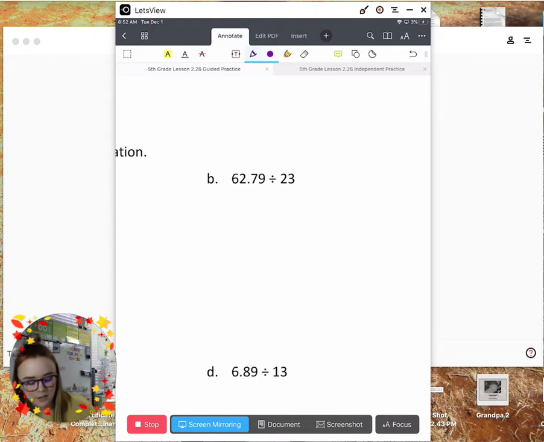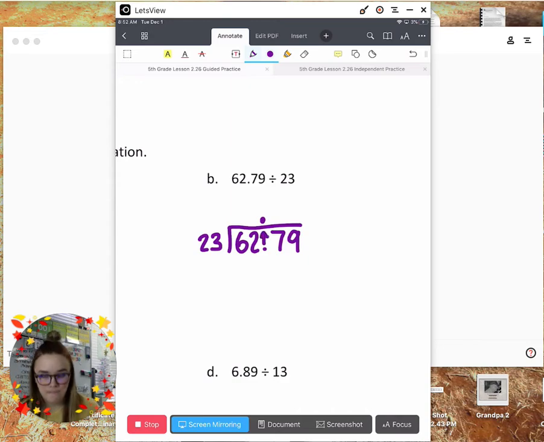All right, let's take a look at this. So we have 23 into 62 79/100. I'm going to float my decimal up to the top so that I don't forget. 23 can't divide into 6, so we have a 0. But 23 can divide into 62. I know that 20 can go into 63 times, so let's start with 2. So we have 23 times 2.